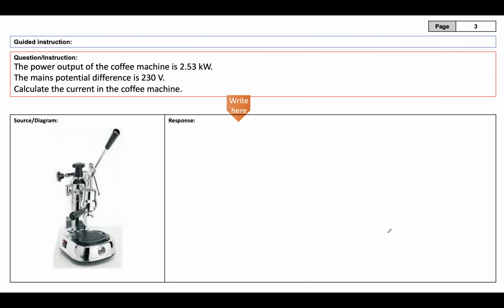Okay, we'll go through one more example. So this is a similar sort of idea, but it's slightly more tricky. We have a coffee machine, so this is La Pavoni Europica, a really good coffee machine, and the output is 2.53 kilowatts, and they're trying to catch us out already.